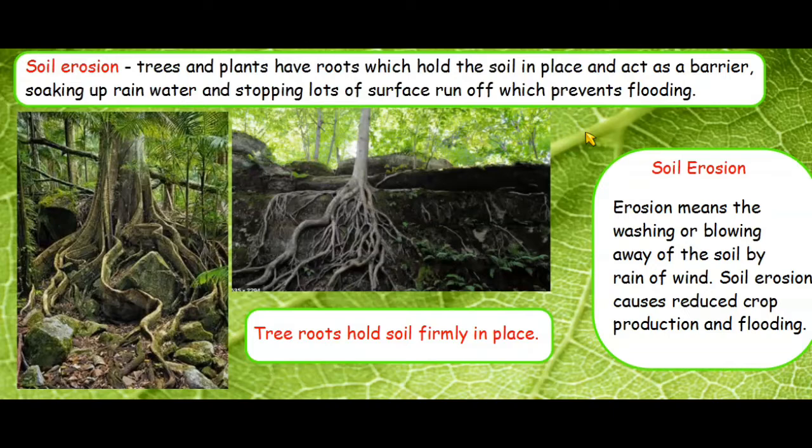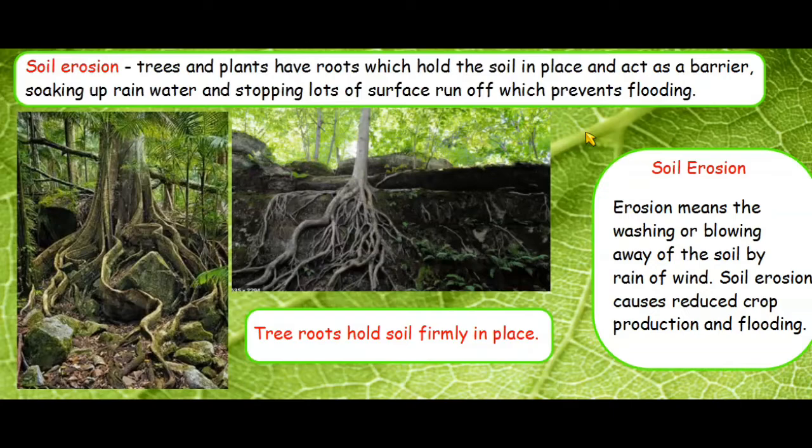When trees are in place, they do the job of holding soil, as their roots keep the soil tightly bound together. Trees also act as a barrier to the heavy tropical rainfall because they soak up the water and stop the flooding as they reduce the surface runoff.